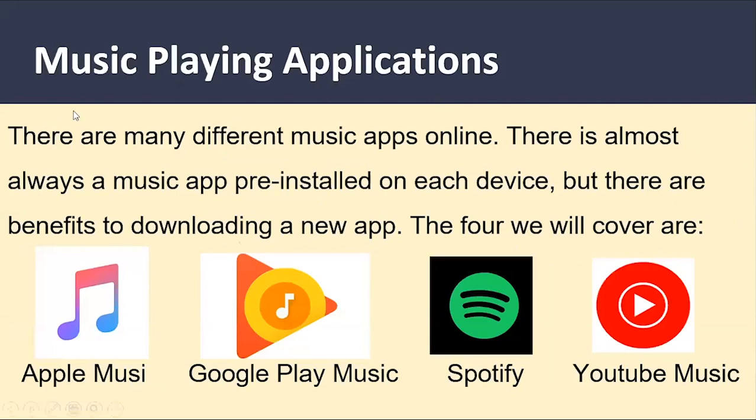So the four music applications that we're going to go over today are Apple Music, Google Music, which is on Android phones, Spotify, and YouTube Music. There's almost always a music app pre-installed on each device, but there are also benefits to downloading a new app, which we will go over.